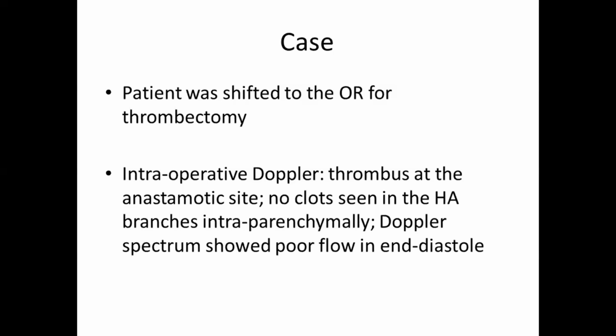So this patient was shifted to the OR. He underwent a thrombectomy. The intraoperative Doppler showed that there was thrombus at the anastomotic site, which the surgeons removed. There were no clots seen in the hepatic artery branches intraparenchymally. What the surgeons would oftentimes do is put in a balloon like a Fogarty's and try to retrieve any clots that they see.